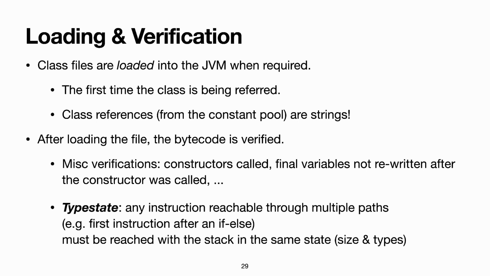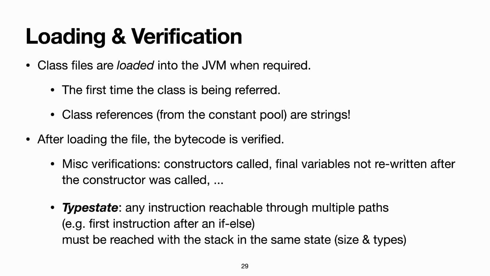What the verification does is that it makes sure that any instruction reachable through multiple paths must be reached with the stack in the same state. So the stack must have the same size, and every item of the stack must have the same type, no matter the path that we used to reach it. So what do I mean by reachable through multiple paths?